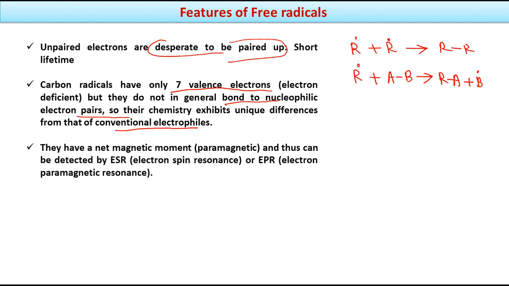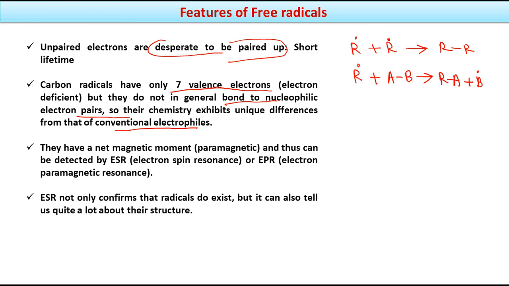They have net magnetic moment, and that is why they are paramagnetic, because unpaired electron is present, and it helps us to detect them by ESR. Full form is electron spin resonance, or it is also called EPR. So it helps us to detect it. Now it not only helps us to detect whether the radicals are present or not, but it can also tell us quite a lot about their structure. That is from the splitting pattern, just like in NMR, from the splitting pattern we can get some information related to their structure. So here also the same thing.